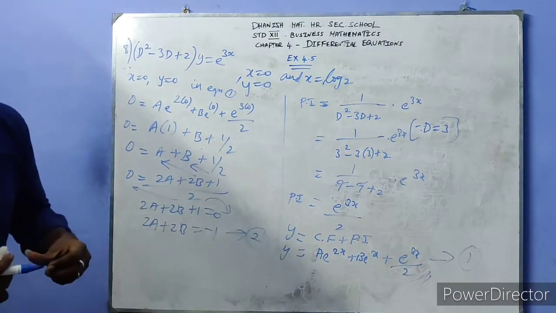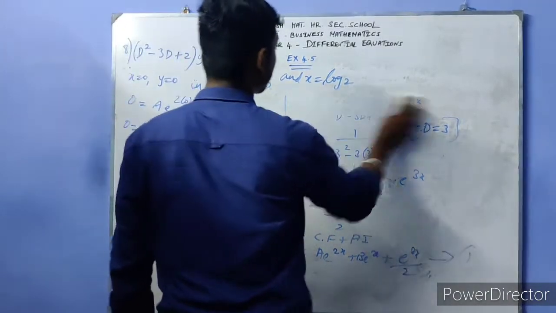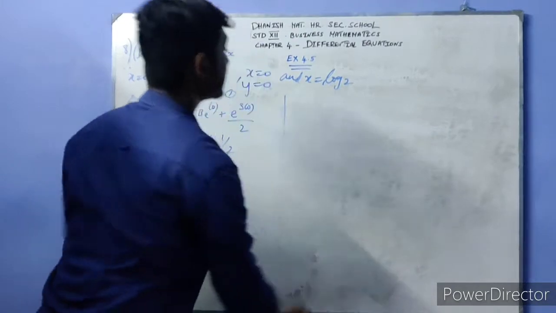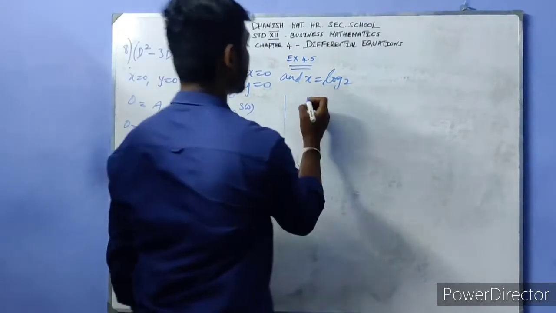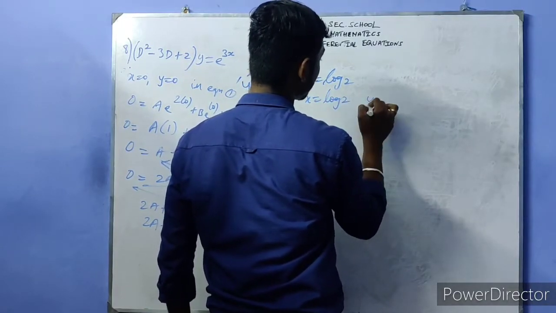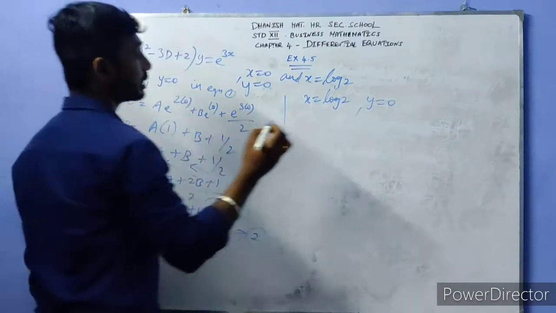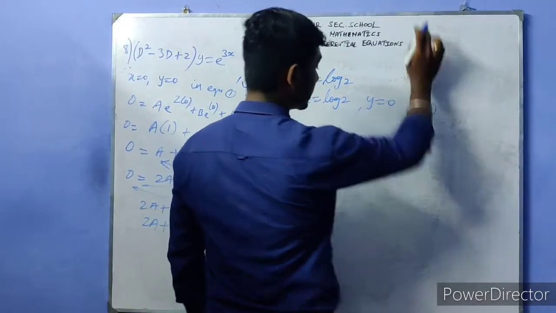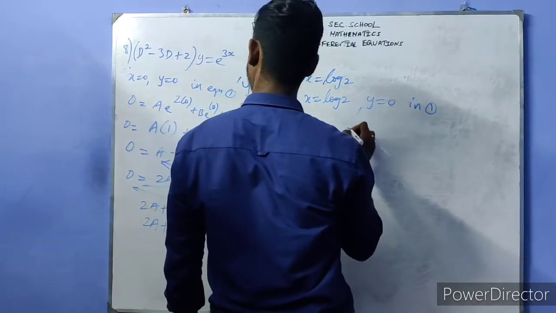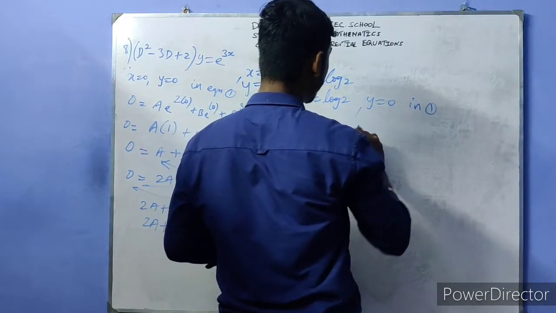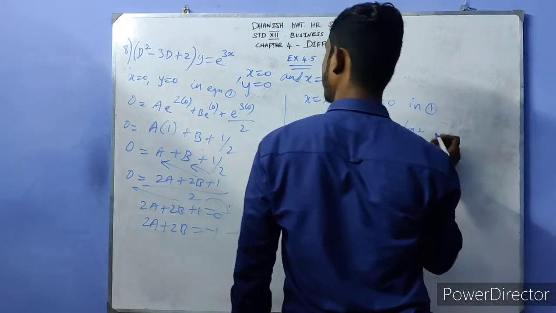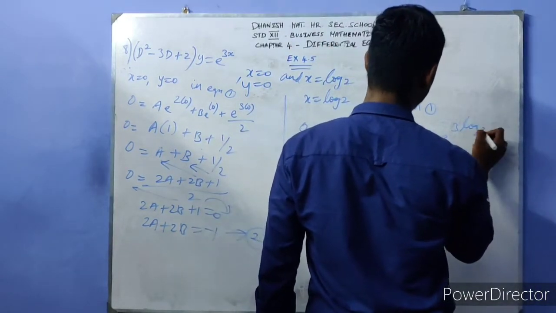Now we are going to find out the next equation. What is the value they given here? x is equal to log 2 and y is equal to 0 here. Now we are going to substitute in the same equation. You will get the same first equation. What is the y value? That will be 0. So A e power of 2 into log 2 plus B e power of log 2 plus e power of 3 log 2 divided by 2.